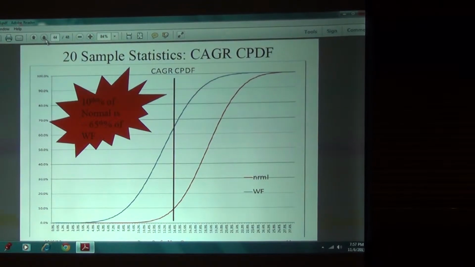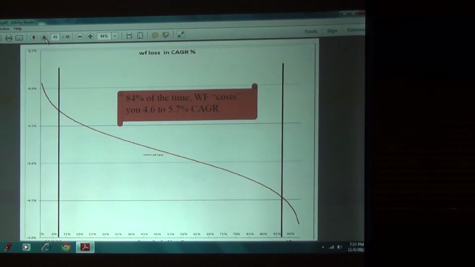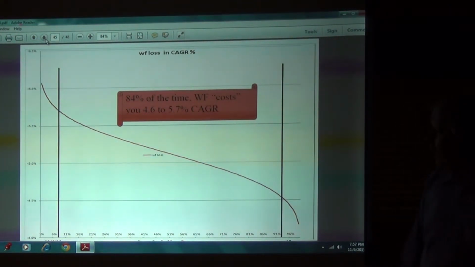Okay. Next slide. Got 3 minutes. We'll give you some slack. Okay. How much money did you lose when you turned on walk forward? This is the partial answer to your question. That's really what everybody wants to know. Well, it all depends.